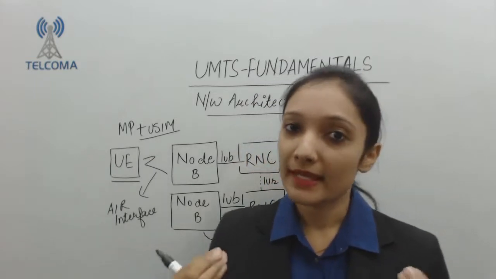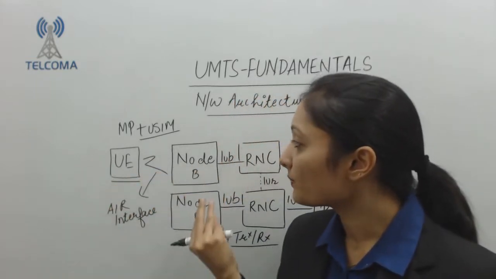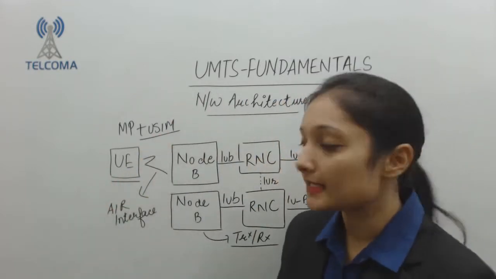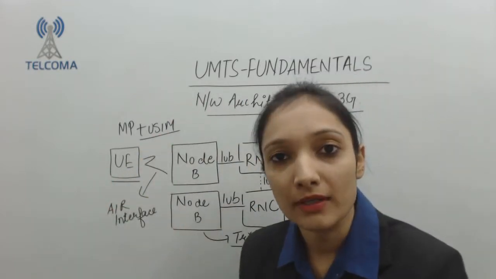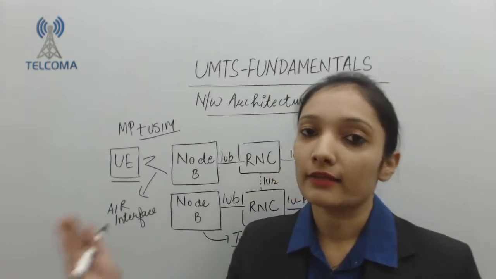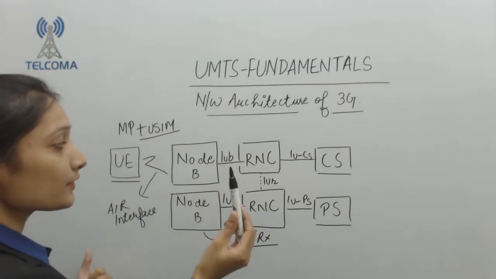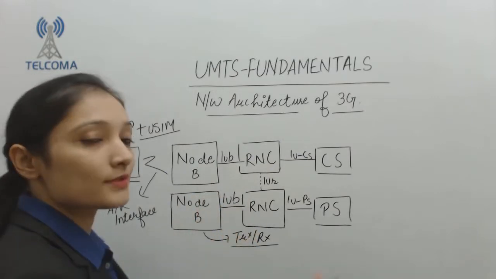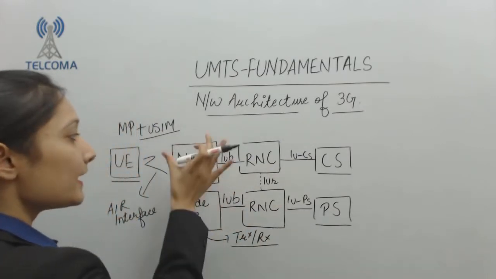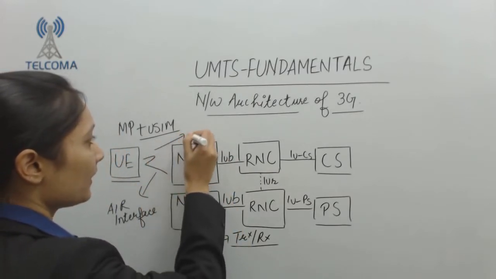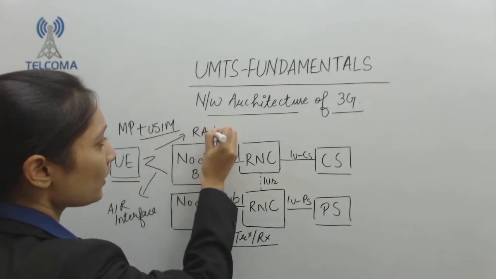The basic purpose of this node B is to connect the users with the rest of the network. It is acting as an intermediary between me, the user, and the rest of the 3G network. This unit is responsible for the transmission and reception of the radio signals, and it is also responsible for implementing the radio access technology.